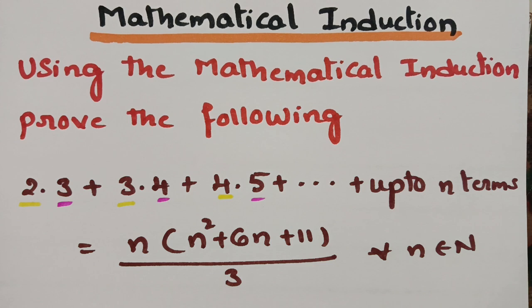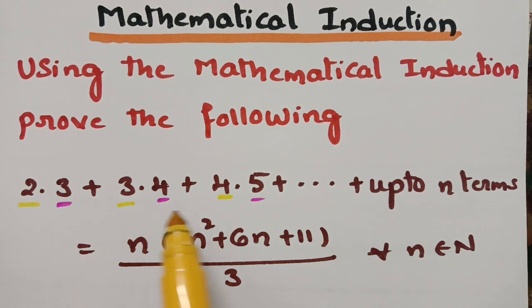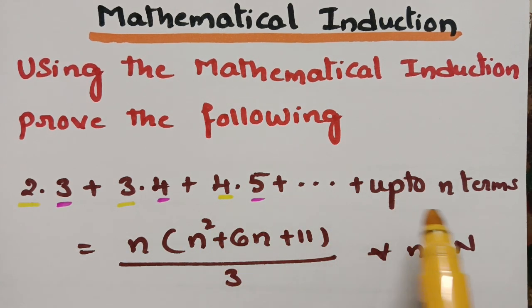And today's topic is mathematical induction, and this is related to MFCS, DMS, DMGT and also for Intermediate 1A. So in today's video, using mathematical induction, we have to prove the following: 2 into 3 plus 3 into 4 plus 4 into 5 and so on up to n terms is equal to n into (n square plus 6n plus 11) by 3 for every natural number. In order to find this, we have to use mathematical induction.